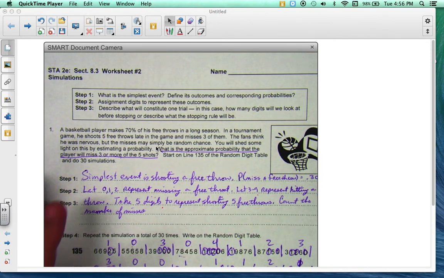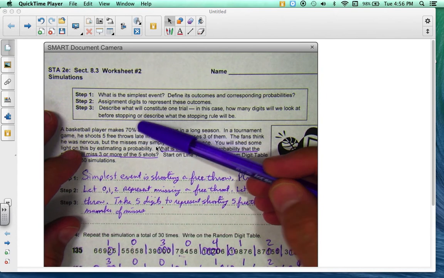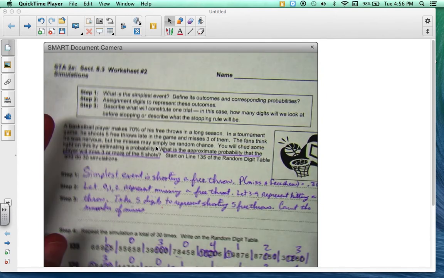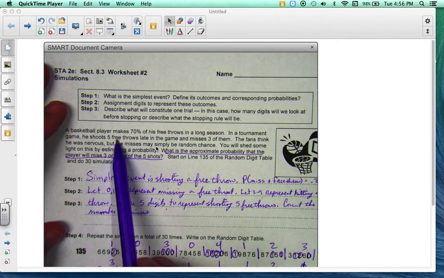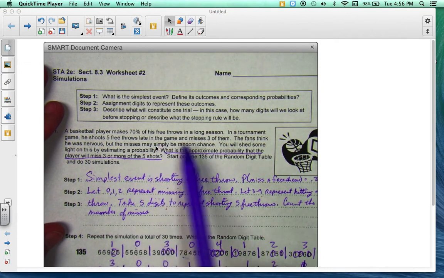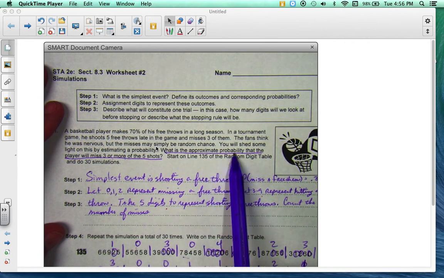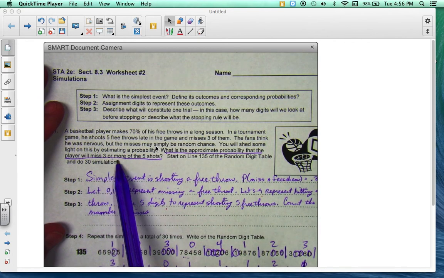A basketball player makes 70% of his free throws in a long season. Okay, so that's an established free throw probability. Now, as we go along, you read that he shoots five free throws in the game and misses 3 of them. The fans think he was nervous, okay? So what is the approximate probability that the player will miss 3 or more of the 5 shots?